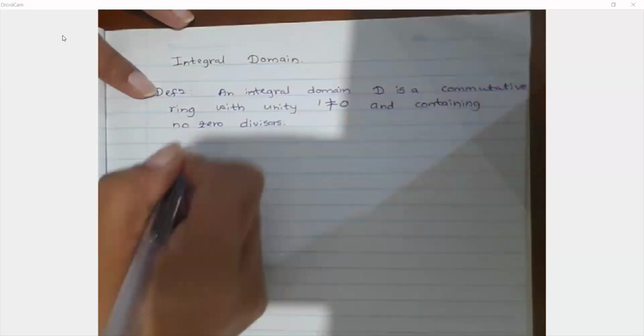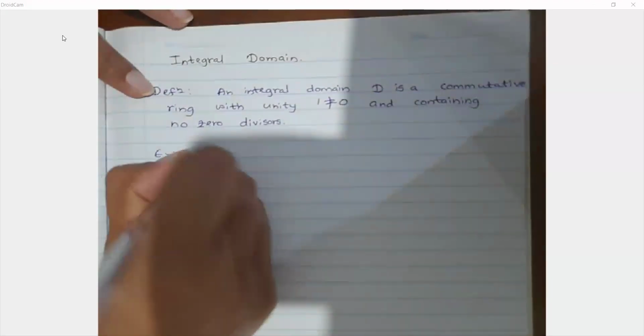Some examples are the ring of integers. It has 1 in it. It's commutative because multiplication is commutative. There are no zero divisors. You can't find two non-zero integers where the product gives you a 0. So Z, R, Q, the ring of real numbers, ring of integers, and then complex numbers, those are all integral domains.